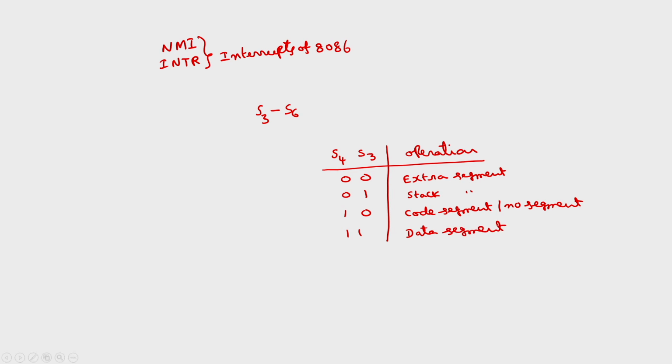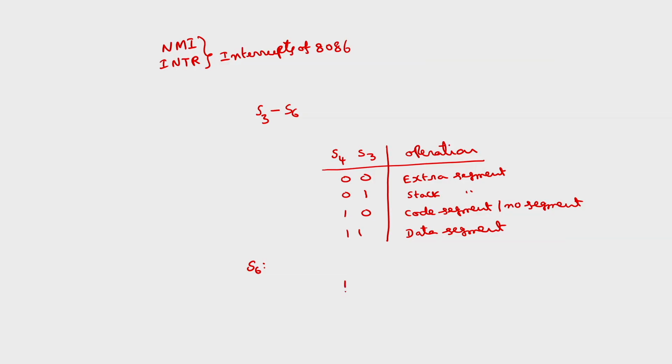This is the purpose of these two status signals S4 and S3. I am coming to S6. S6 is a status signal. During the hold operation, which I have also explained in the microprocessor operations, hold is the operation used in direct memory access applications.